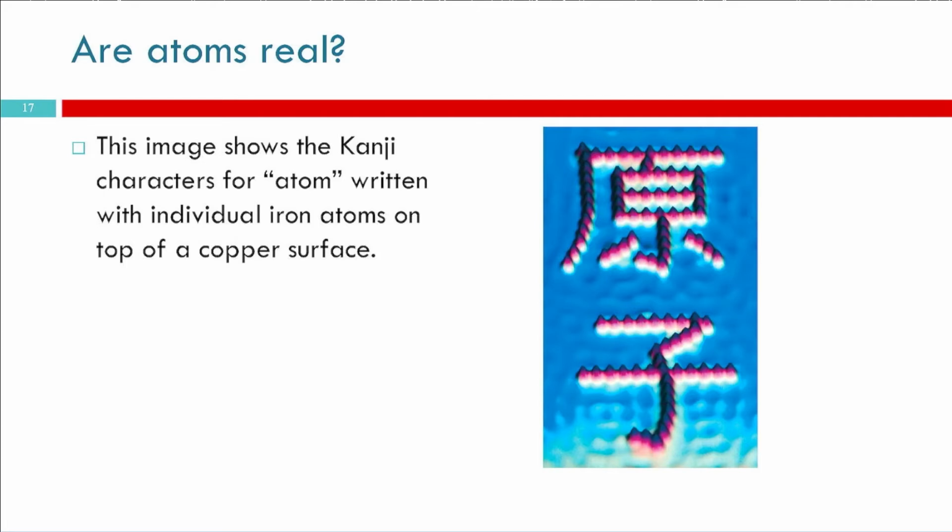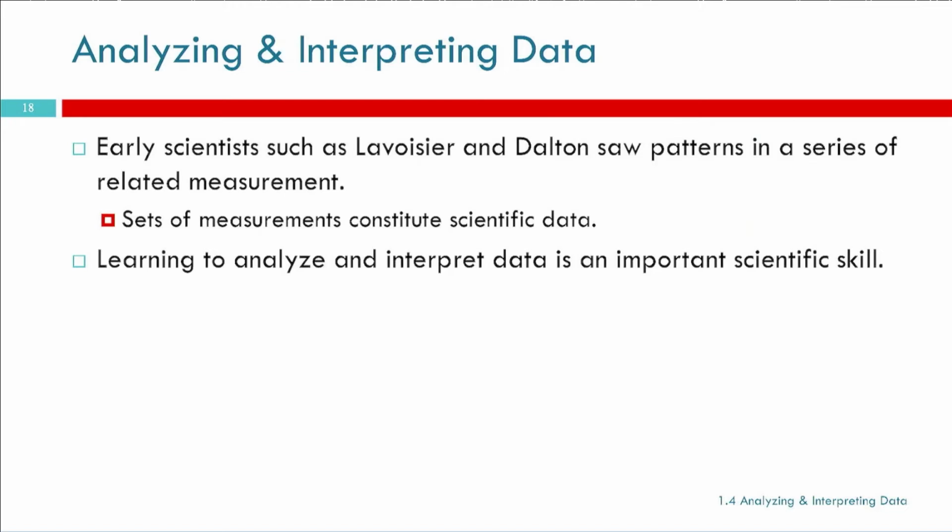So we've never actually observed a single atom, but we can see their outlines based on the way electrons deflect around them. So changing gears here a little bit, we'll talk now about analyzing and interpreting data.